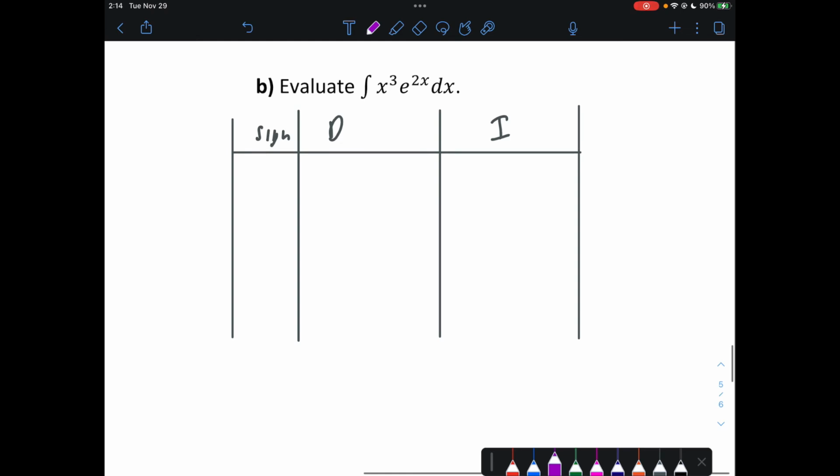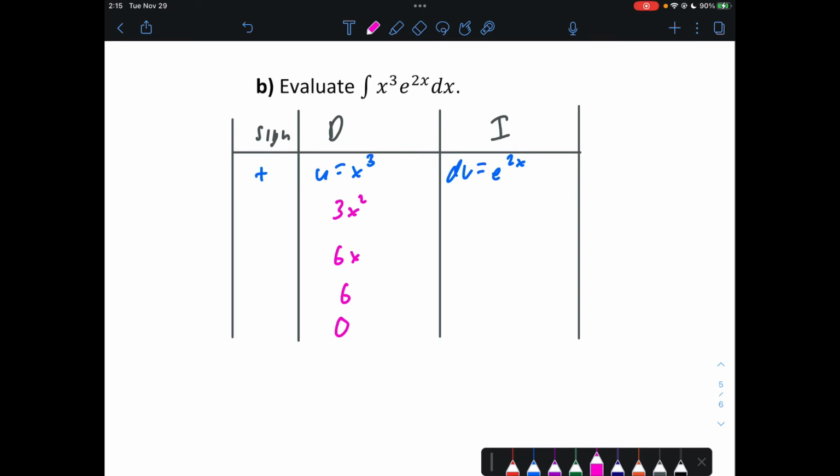Let's take a look at another one. So again, there's no logarithms, there's no inverse trig, so I know I'm going to let u equal x cubed, which means I can use this tabular method pretty easily because I know that's going to derive down to 0, which means my dv is going to be e to the 2x dx. Well, I should just write e to the 2x there. Okay, so the sign is going to be positive for that first one. Now let's do our derivatives. It's going to be 3x squared, 6x, 6, and 0.